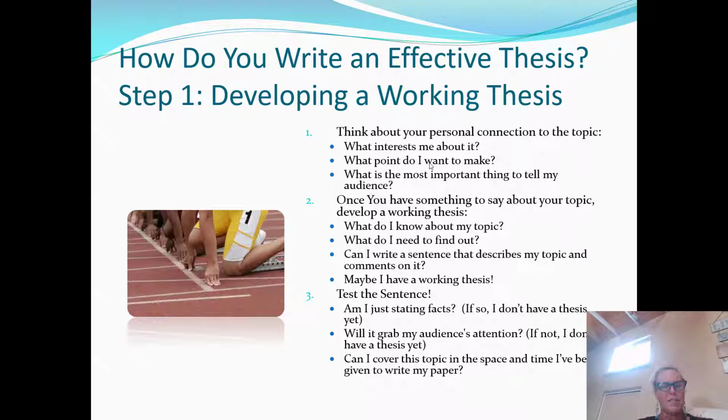So how do you write an effective thesis? The first stage is you're going to develop a working thesis. You're going to think about your personal connection to the topic, right? What interests you about it? What point do you want to make? What is the most important thing to tell your audience? And then once you have something to say about your topic, you want to develop a working thesis. Now, many of you have already developed a research question. So you already know kind of the importance of this topic to you.